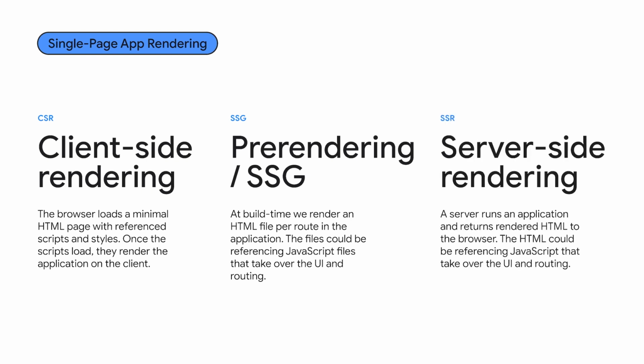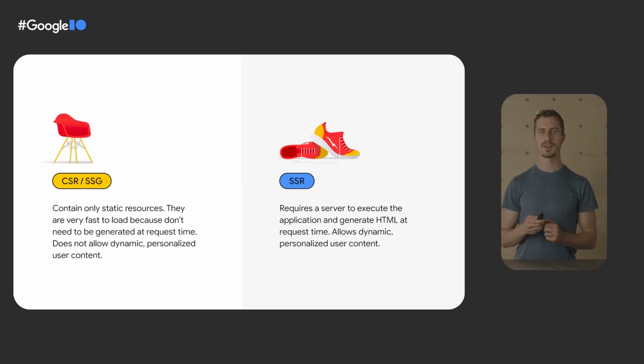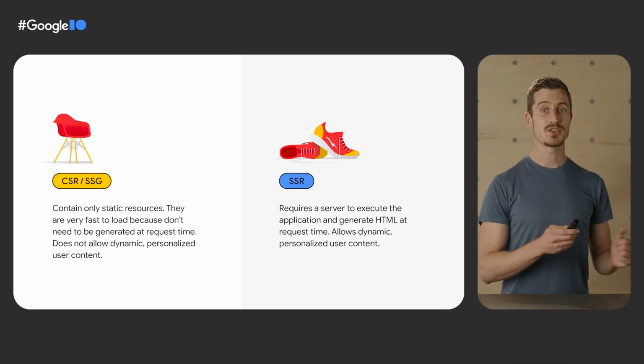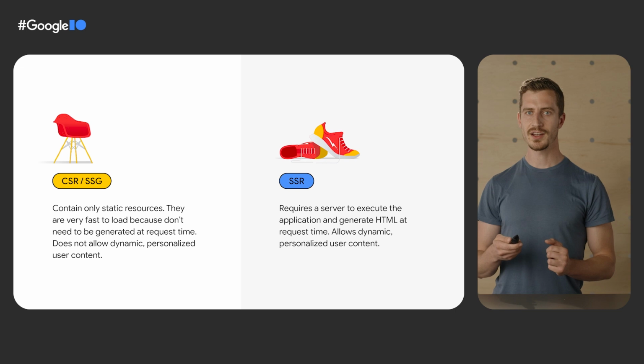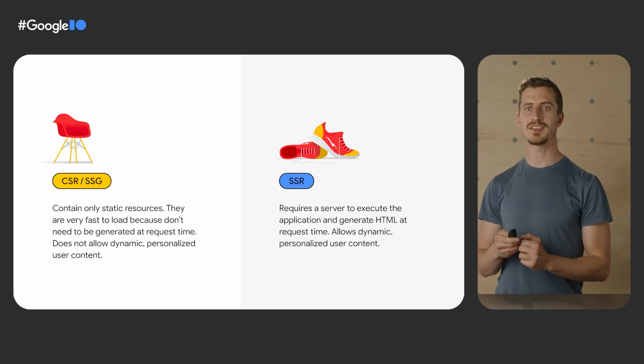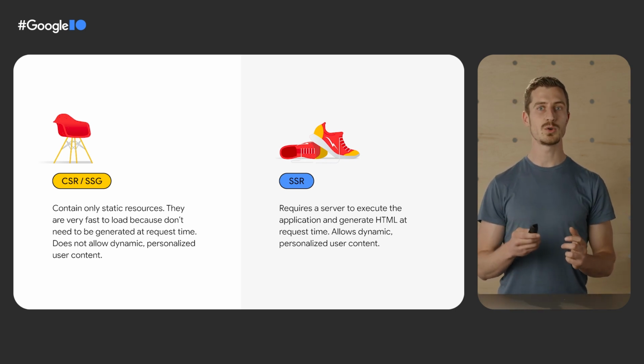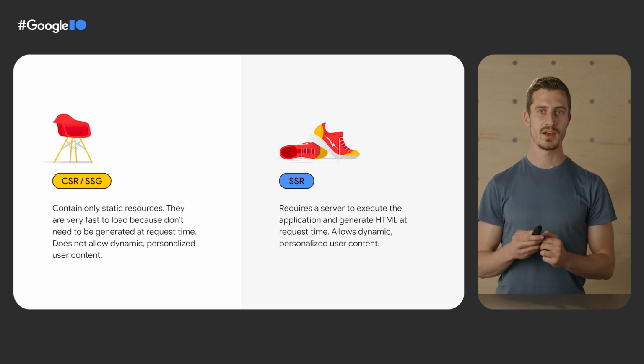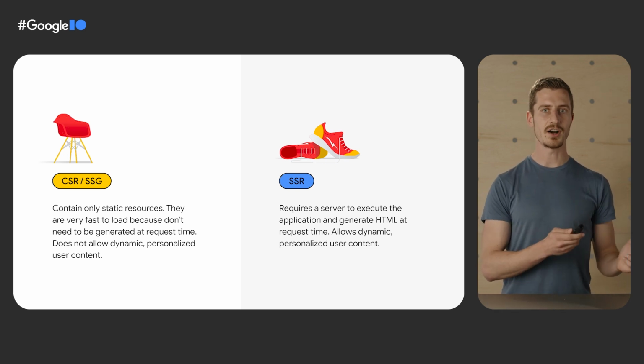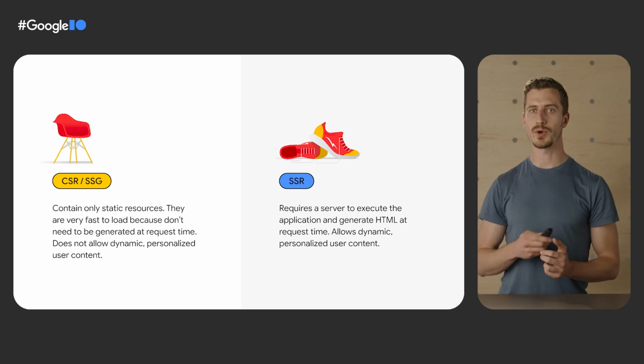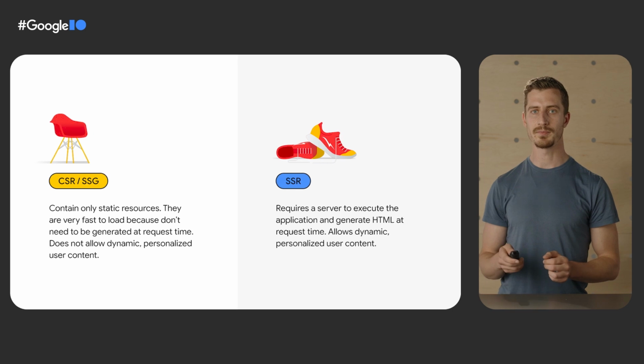Finally, there is server-side rendering, or SSR. SSR is very similar to pre-rendering, with the main difference being that rendering happens at request time by a rendering server. Something in common between static site generation, or pre-rendering, and client-side rendering is that in both cases, we only deal with static resources. On the other side, in SSR, we need a server to render the application and produce the application's HTML at request time.